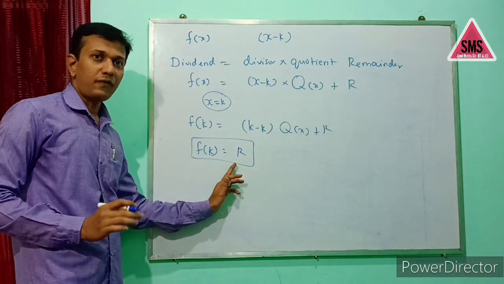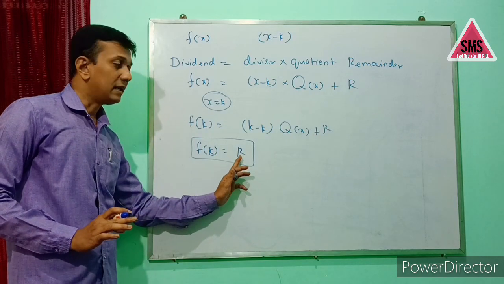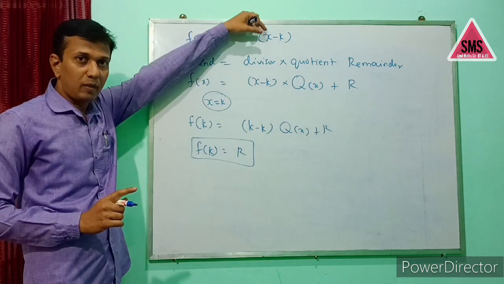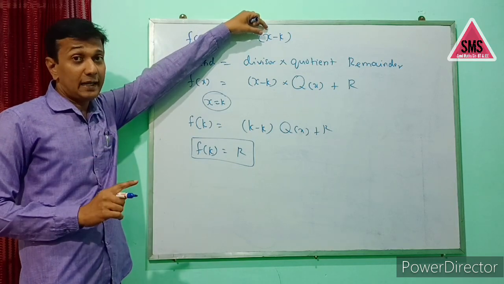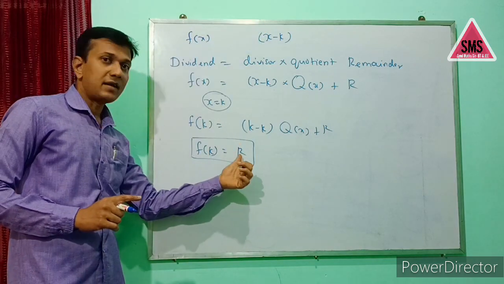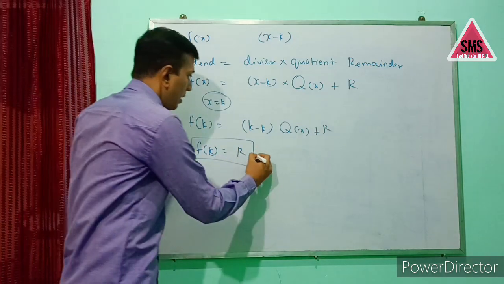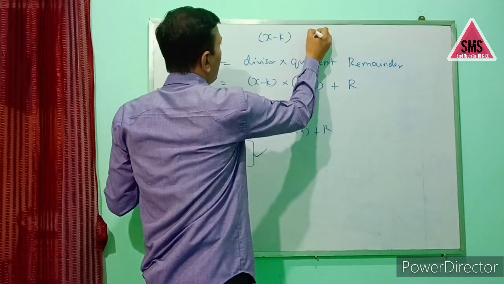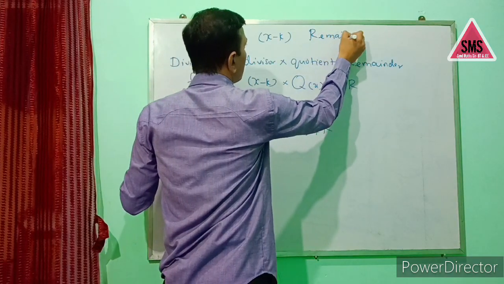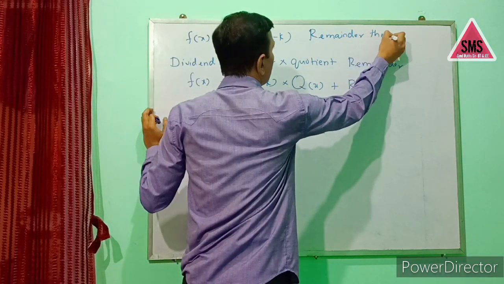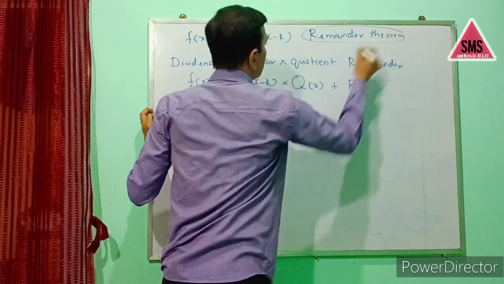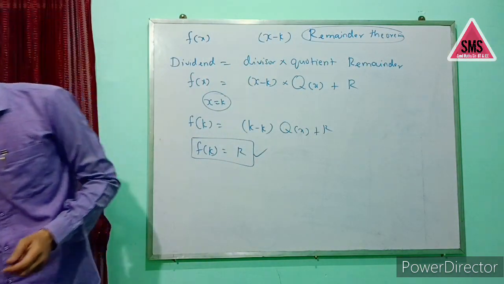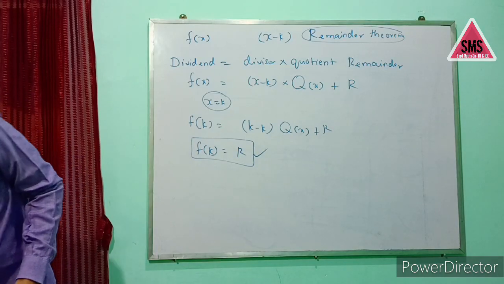So it clarifies the statement. It gives the proof for the statement that whenever the polynomial f of x is divided by x minus k, that is a linear polynomial, the remainder is given by f of k. So this is the proof for that. This is called the remainder theorem. Based on this, many questions can be posed. So let us take an example.